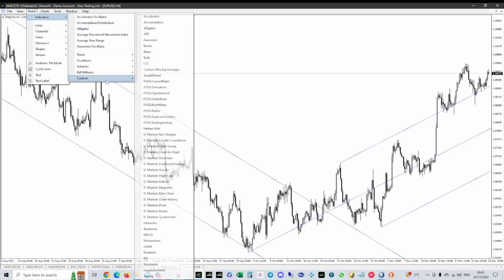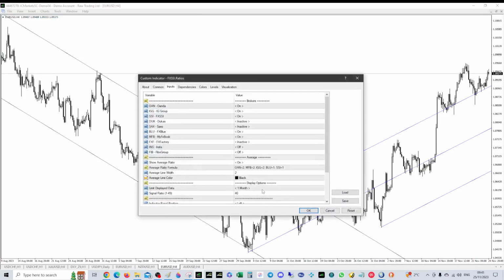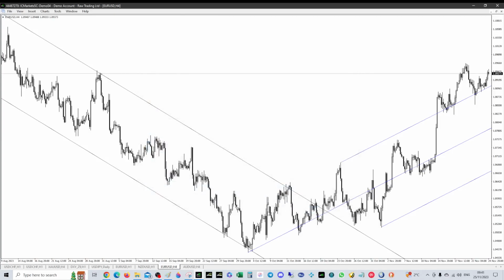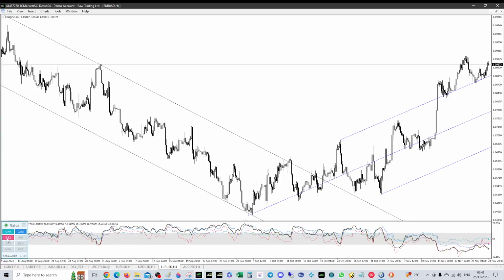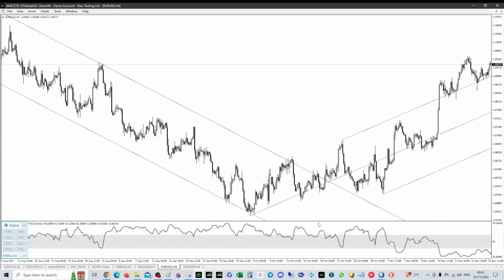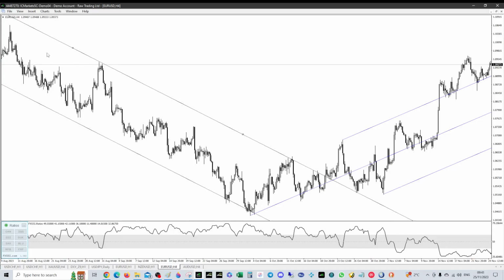Indicators, custom, ratios. That's fine. We can change that to 1 year. And we can take these guys off. And so we can see how they were long this whole time. So we'd fallen. Oops, I didn't want to do that. So we can see how they were long, and then they started to sort of give up around about the bottom.